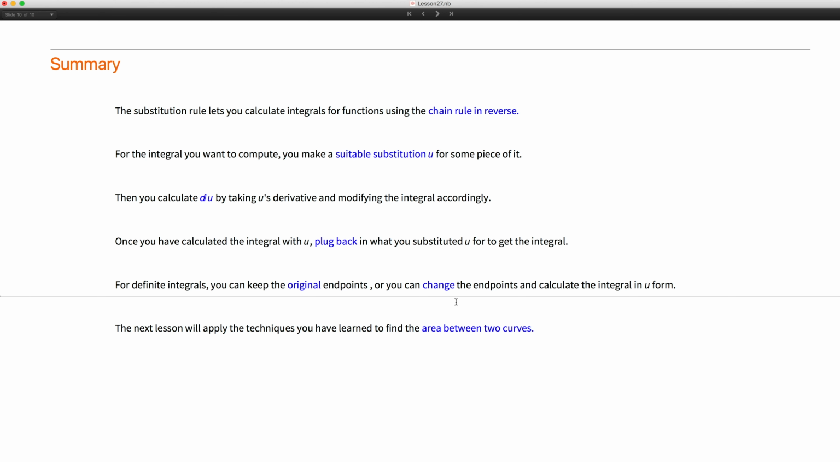And in the next lesson, we'll apply these ideas to compute the area between two curves. But before doing that, do review the lesson. It's quite a difficult lesson because you'll need this rule again and again, and you must have some practice with applying it. So I stop over here. Thank you very much.